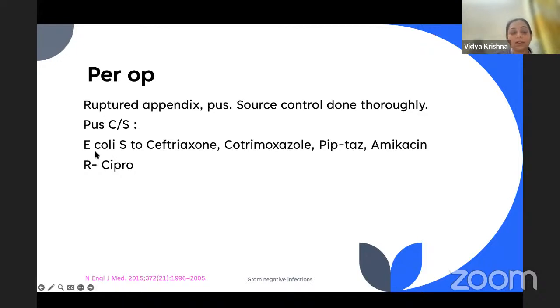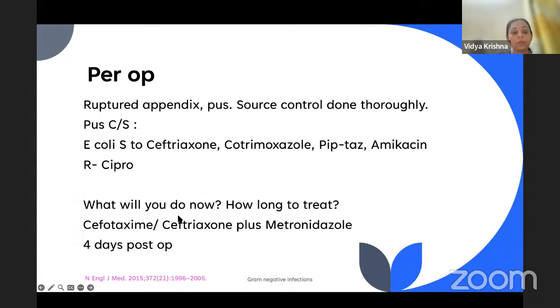So in this case, luckily it was a non-ESBL E. coli. Actually, it was sensitive to ceftriaxone and all the other drugs. So what will we do now?